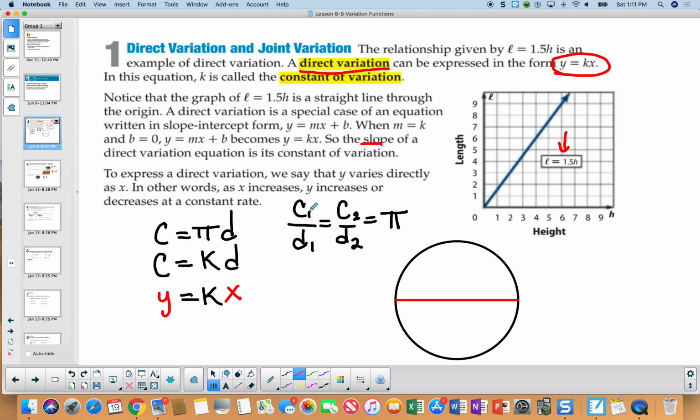What's interesting is if you have one set of points for the circumference and the diameter, and another set of points for the circumference and the diameter, they all equal that slope. That's because if I divide both sides by x, then I am going to get k equal to y over x. So for all points, their ratio is going to be this slope.